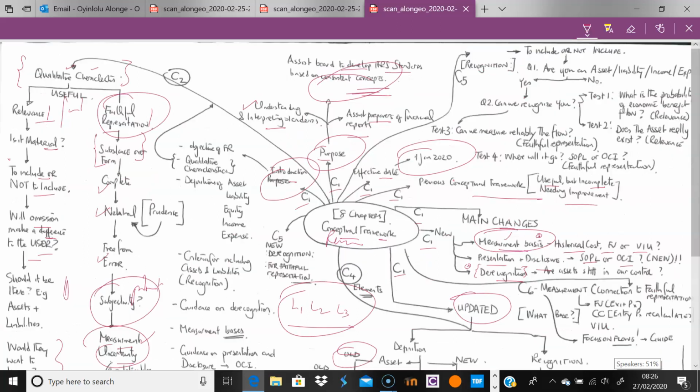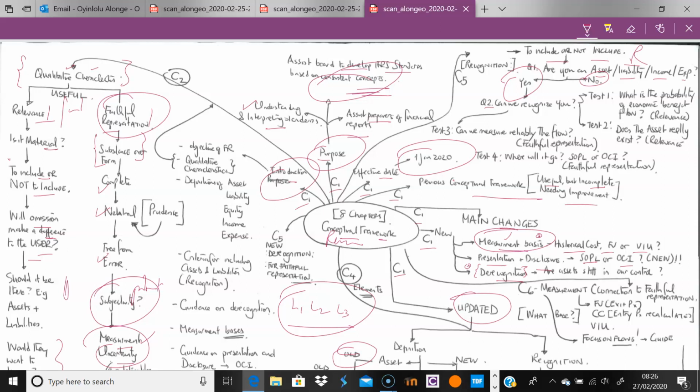Cool. Moving quickly on to the final bit of this. I highlight the question of recognition: to include or not to include, to recognize or not to recognize. So first step, are you an asset, liability, income, expense? Yes, you are. Great. We can even discuss that. So this is the area of relevance. No, you're not. We're not interested.